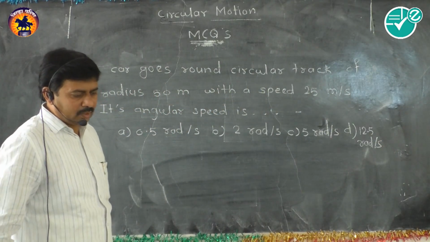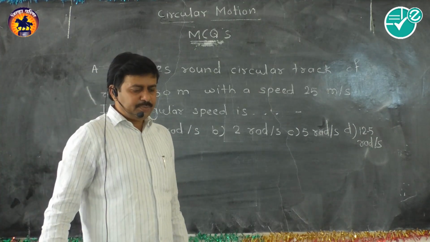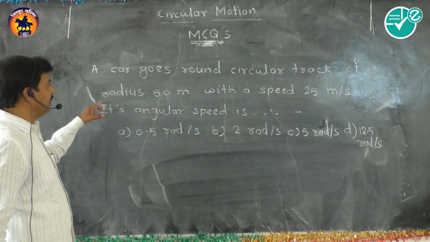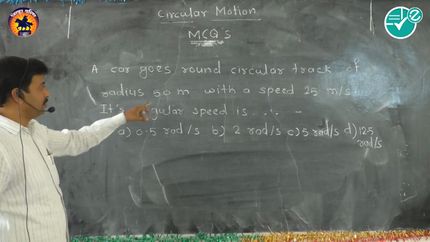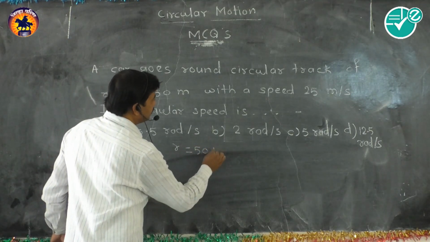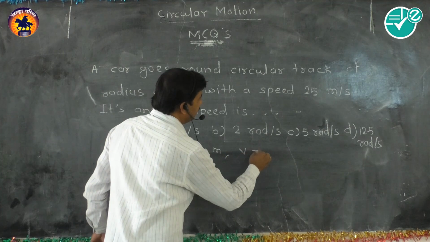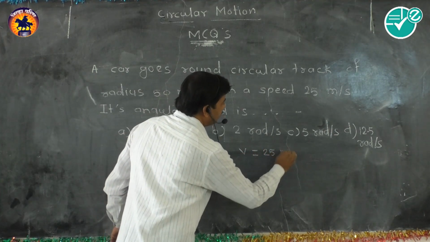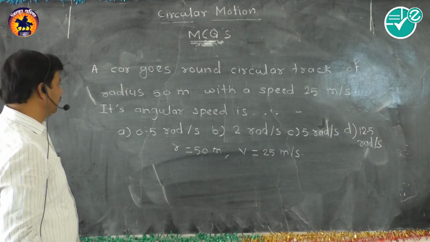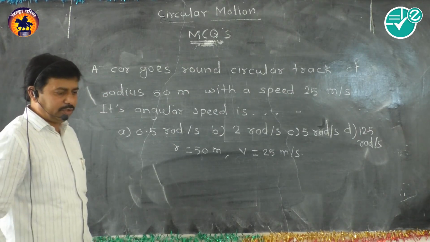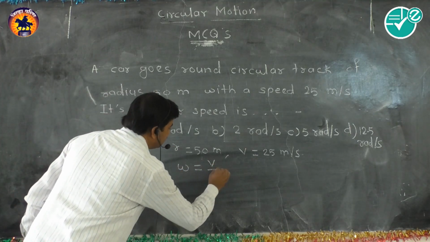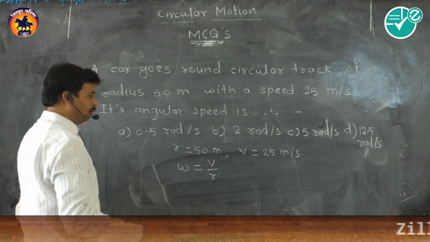So here the linear speed of the car which is moving along a circular track is provided to us. The radius of the circular track is also provided. R is equal to 50 meters, and the linear speed is 25 meter per second. As we have to calculate the angular speed, we know the relation between the linear velocity and the angular velocity, that is v is equal to r omega, or omega will be equal to v by r.